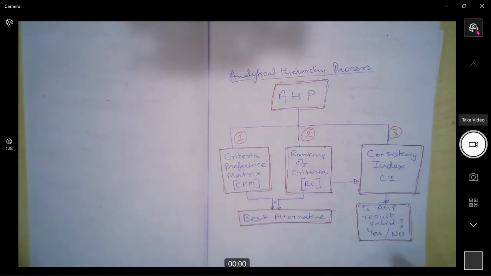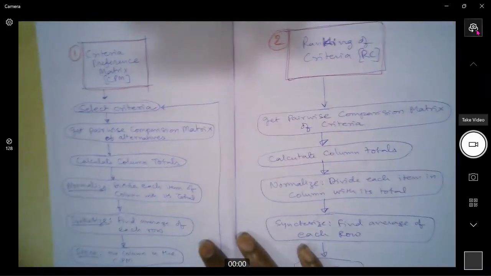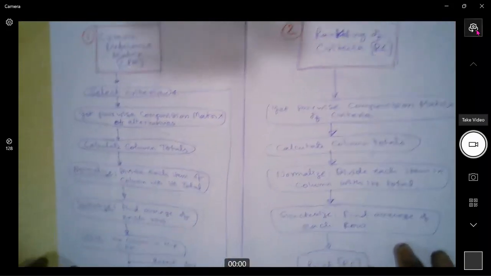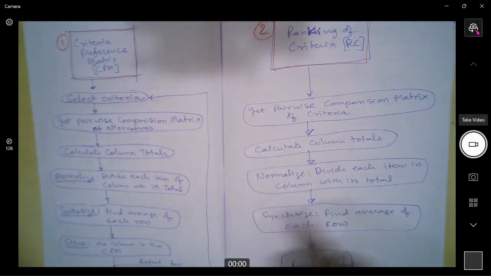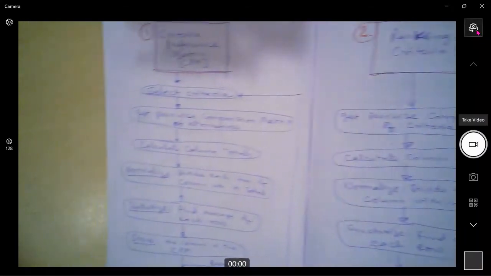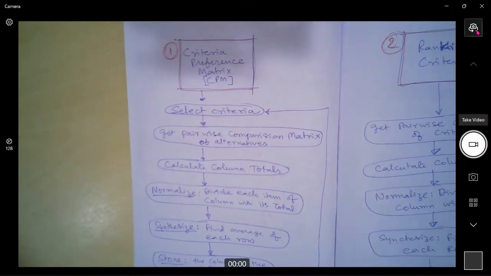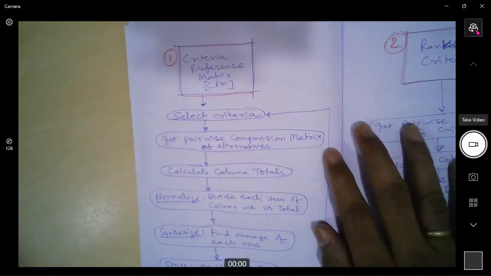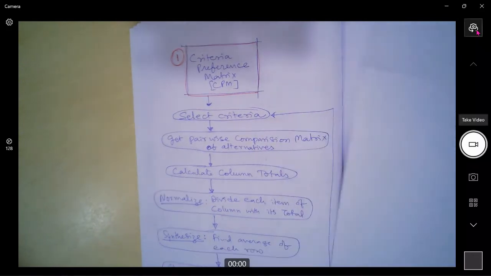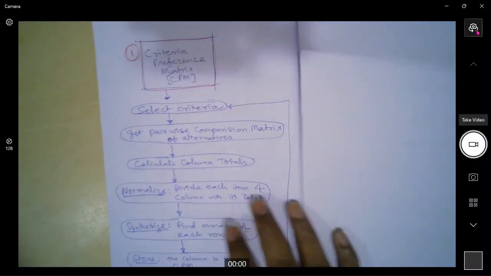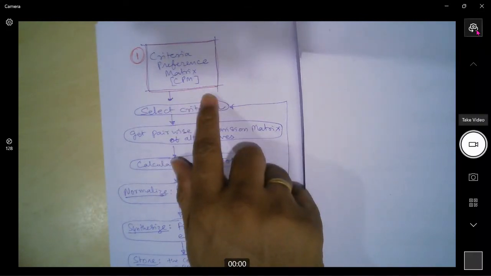Okay, so let's look at this criteria preference matrix. In fact, step 1 and step 2 both I have covered here in these two things, and you will see they're very much similar. So let's first focus on this step 1. Since we are focusing on this one, let me just cover this thing. So now look at this one. So criteria preference matrix, how to find it?